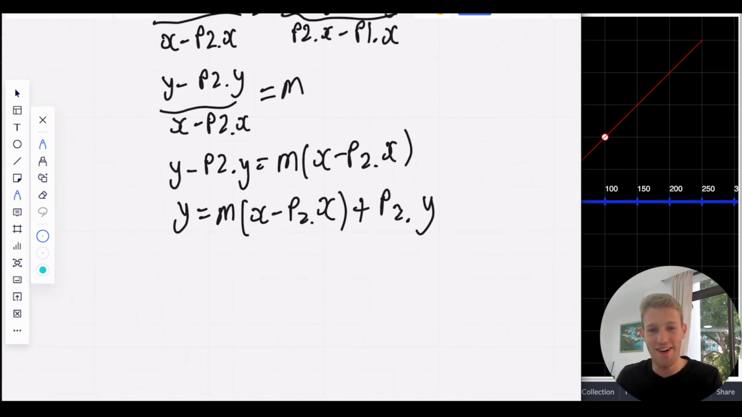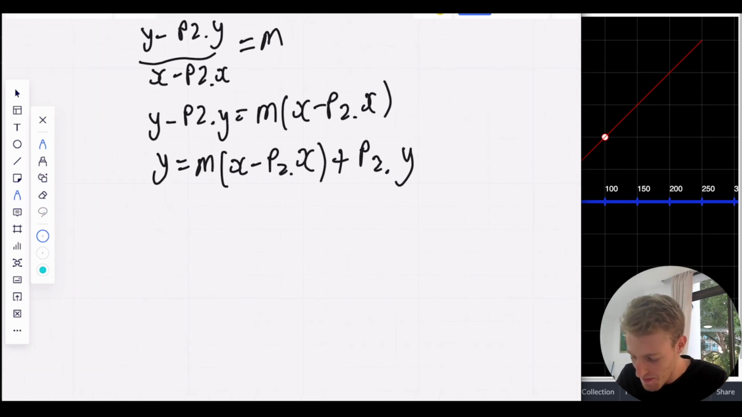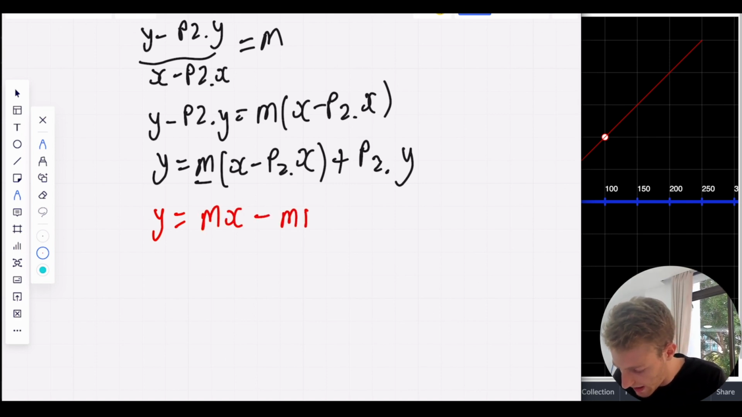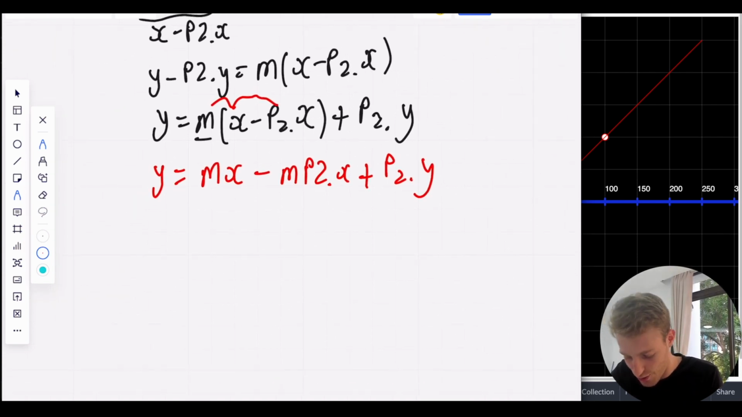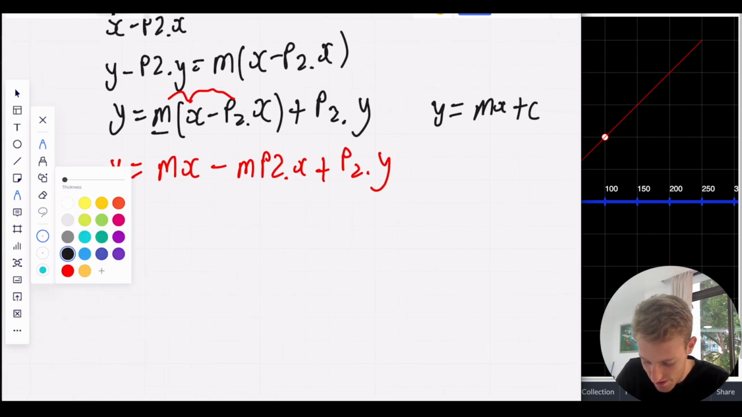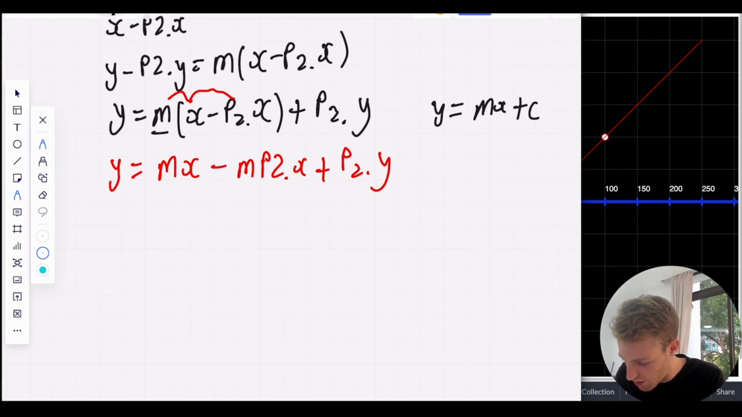Okay? Now, what's cool here, if you've done this before, you might be seeing, hey, have I seen something like this? If I multiply in this m, I get, let's again mix up some colors here just so we can see it. If I multiply in that m, I go mx minus m p2.x plus p2.y, right? I just multiplied the m into these two. This looks very similar to y is equal to mx plus c, right?